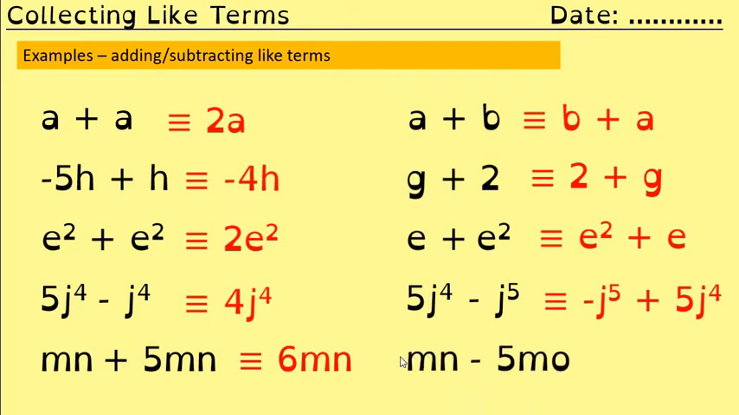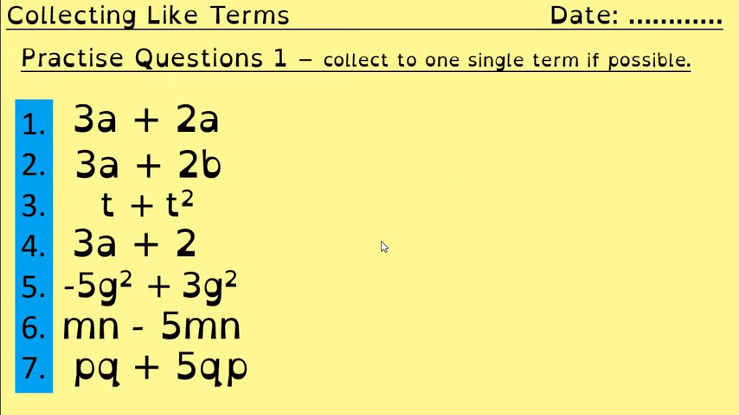Whereas in this example, positive mn and negative 5mo have a different variable, so they can't be collected, they can only be rearranged. That can be rearranged to negative 5mo plus mn. So have a go at these questions now in your book. Pause the video.